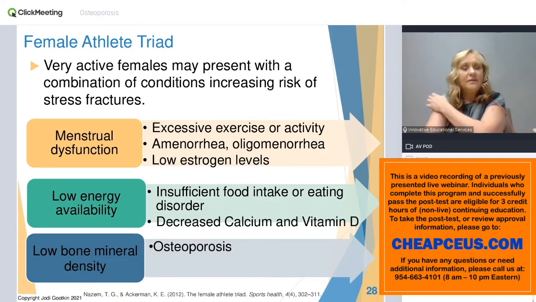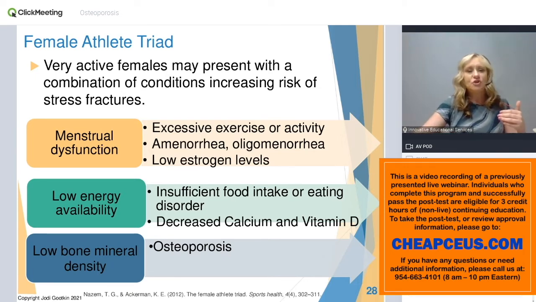The female athlete triad you want to consider if you're working with females who are presenting with stress fractures. Not only individuals who exercise excessively for recreation or for their work, also consider your active duty military or females that have very physical jobs and they're presenting with stress fractures that just may not fit. You're not sure why that develops.